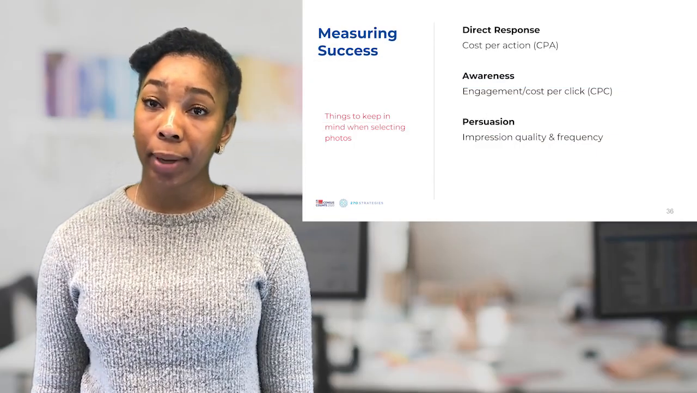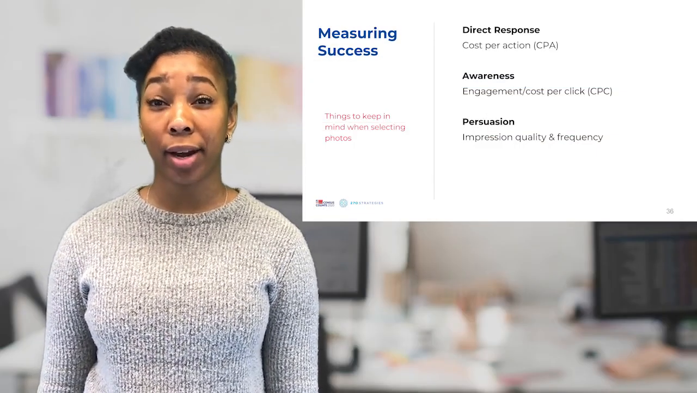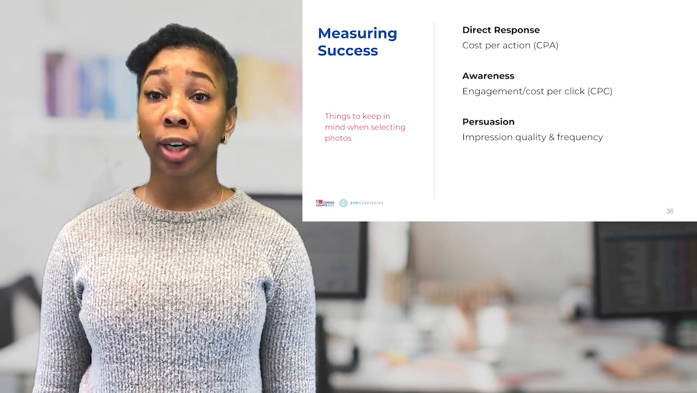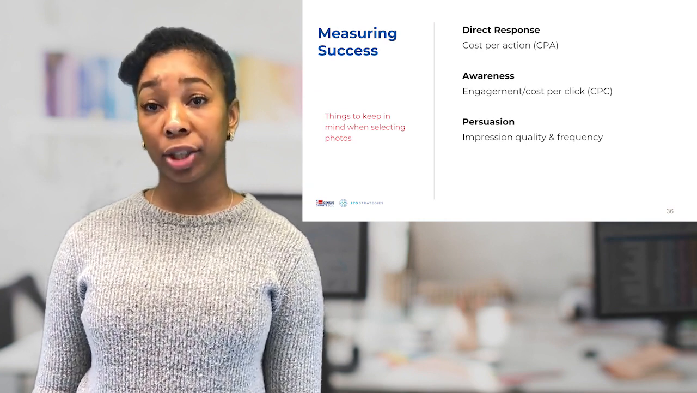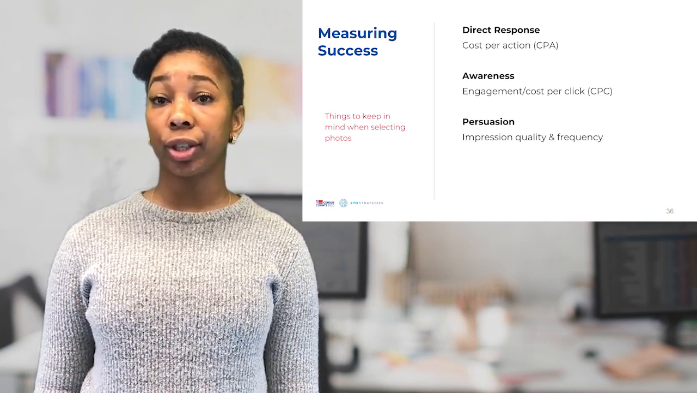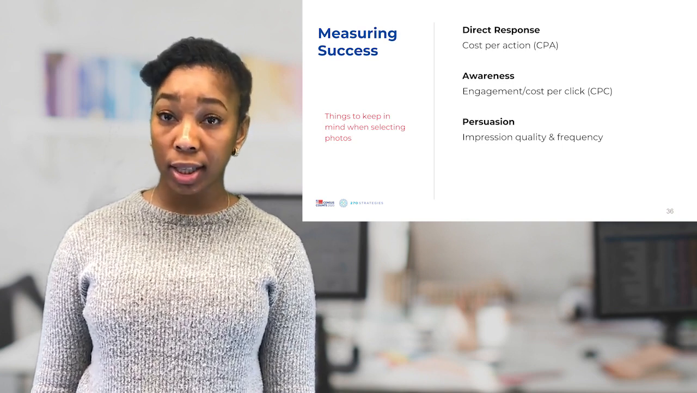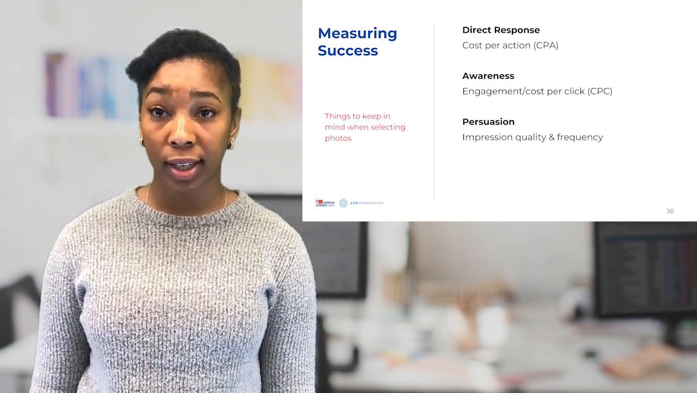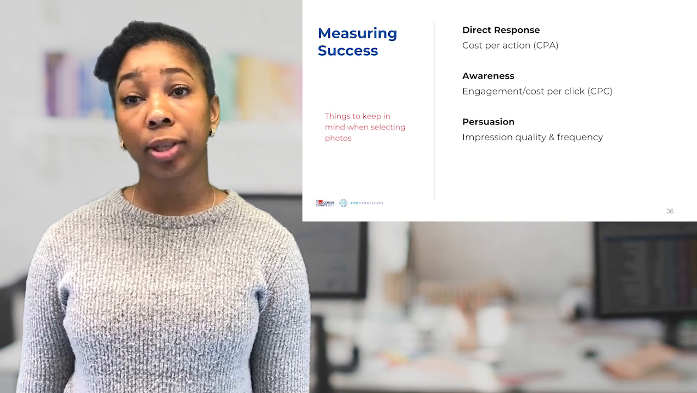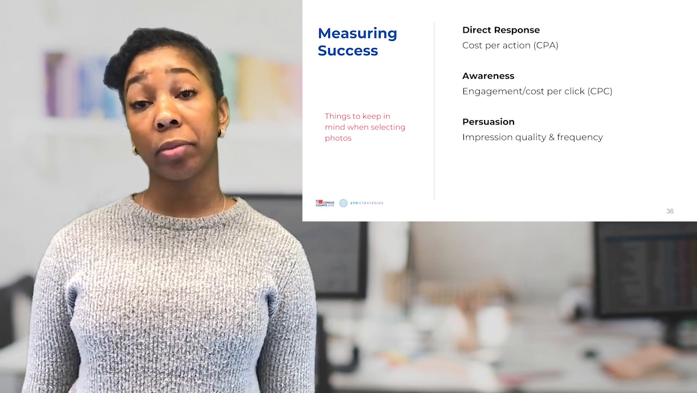When measuring your ad campaigns, there are different metrics to look at depending on the program type. So for direct response ads, you're going to look at cost per action. For awareness campaigns, you're going to look at how many people engage with your content or the cost per click. And for persuasion campaigns, you'll measure the impression quality or how many times someone viewed an ad.